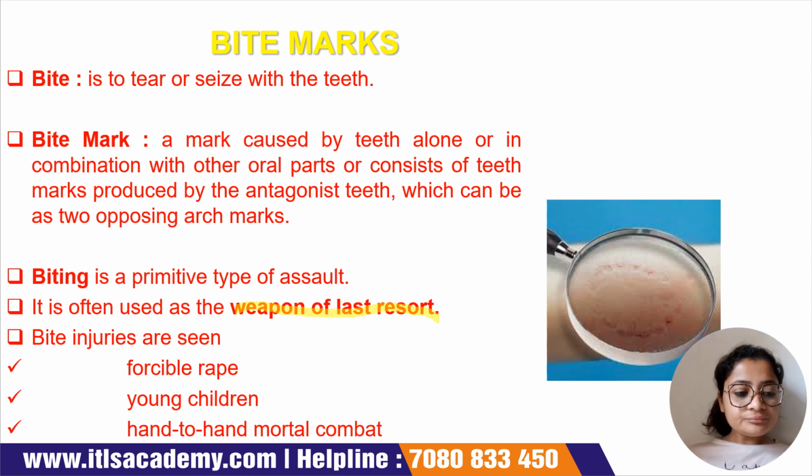Okay, so now bite injuries can be seen in forcible rape. Now see, rape means it's forcible only. There's nothing called forcible rape. Rape itself is forcible. So it can be seen in rape, it can be seen in young children, and it can also be seen in hand to hand mortal combat. Means when two people are quarreling with each other, they are getting in a fight with each other, but they are empty handed. They do not have any weapon with them. So it's a natural instinct of humans to attack with the teeth.